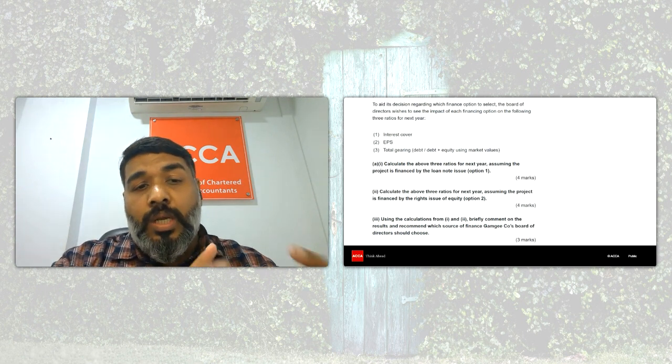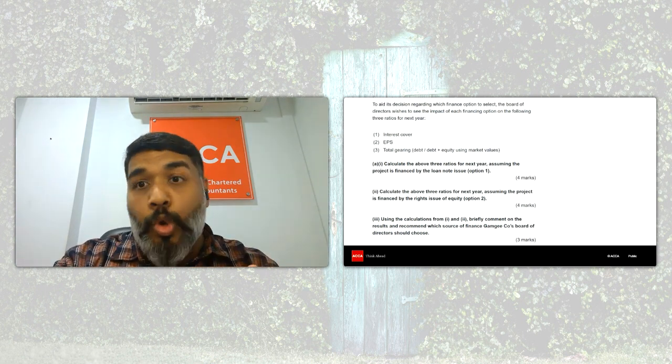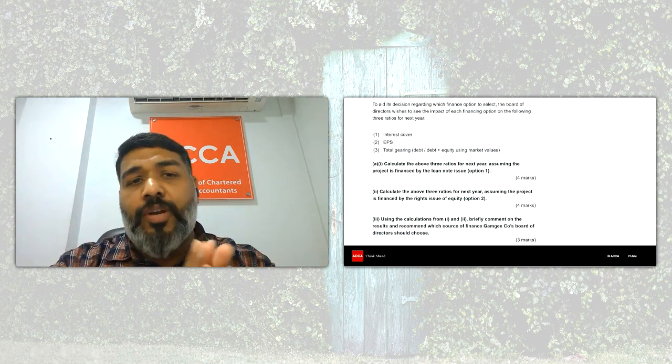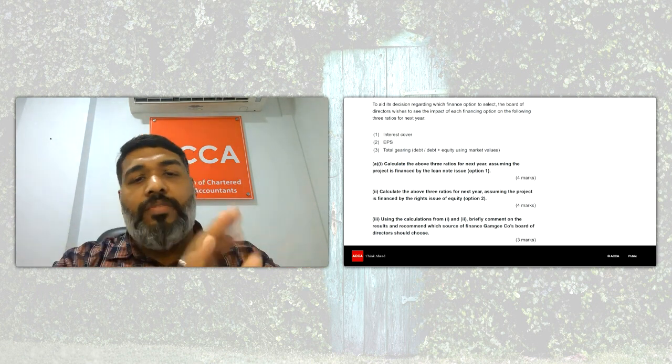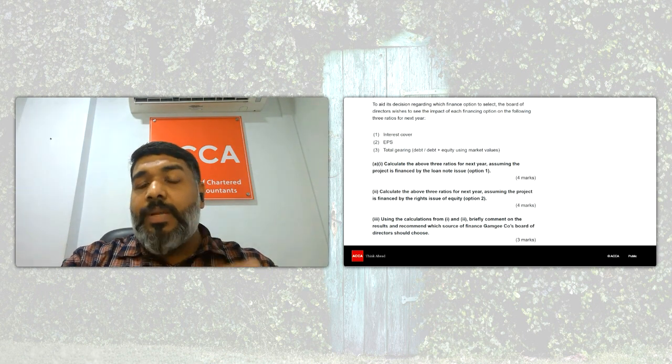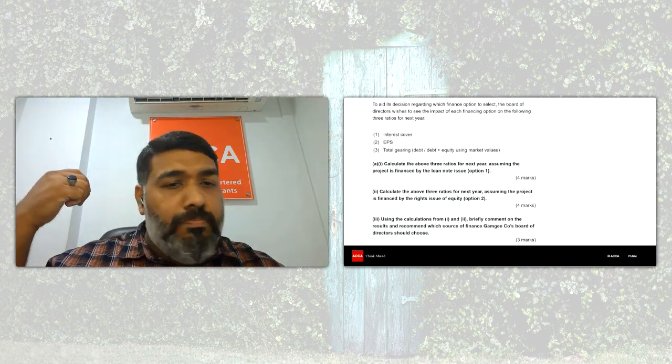What is the third requirement? Using the calculations from 1 and 2. Calculations were very wonderfully done by candidates, and the only error that was committed was not taking market value of equity. But requirement 3 is where the candidates badly performed.